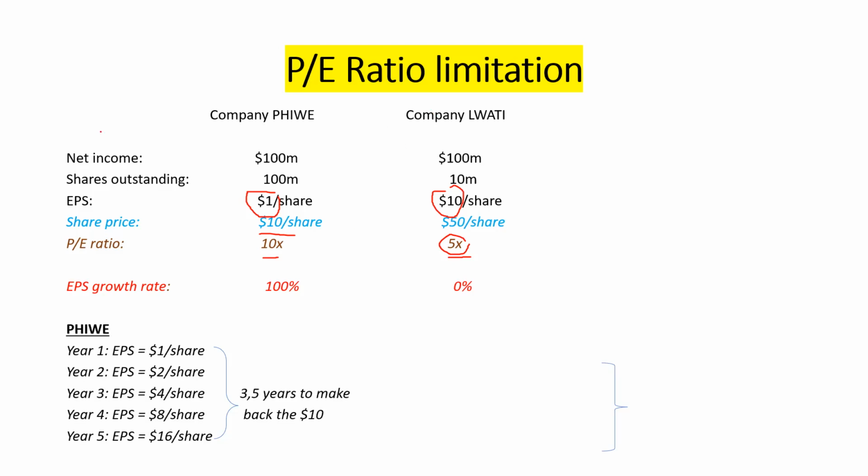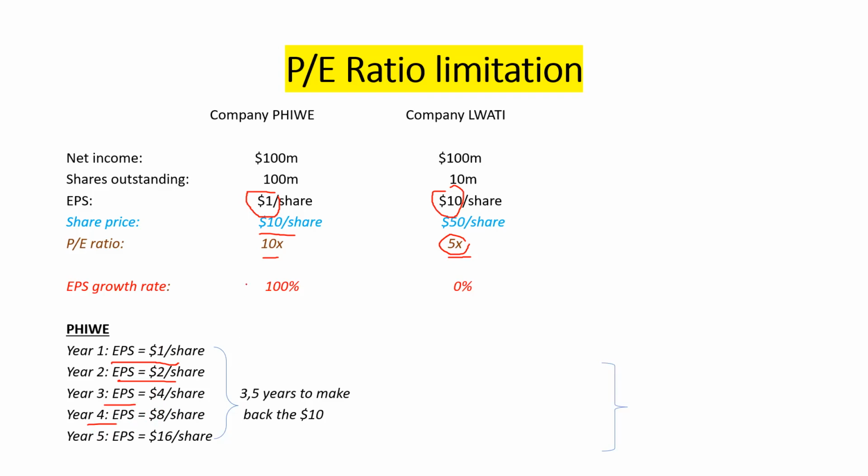Okay, if you're looking at company Piwe, in year one, the earnings per share is $1 per share, right? In year two, the earnings per share will double and become $2 per share. In year three, the earnings per share will double to $4 per share. So you have 4 plus 2 plus 1, we have $7 which you have accumulated so far. And then in year four, the earnings per share will double from $4 to $8 per share. So this is an accumulation of $15 per share. So roughly, it will take you approximately 3.5 years to make your $10 back.